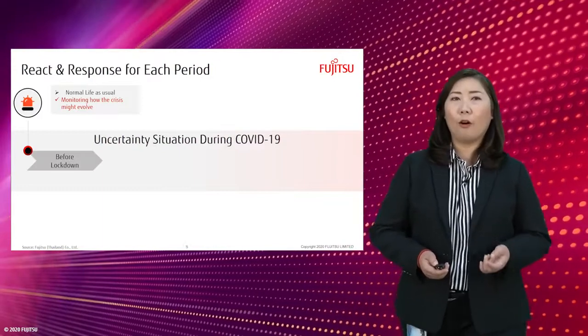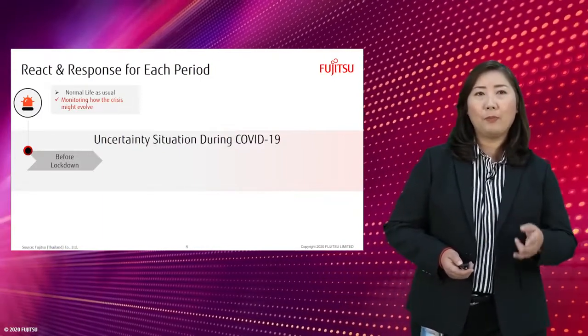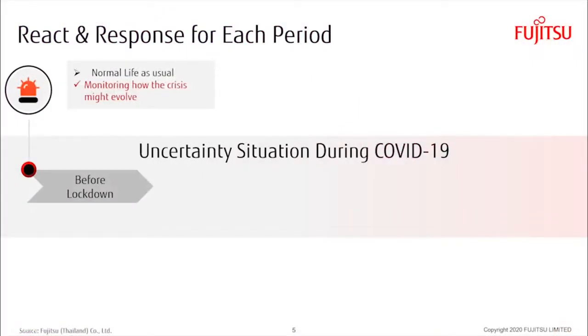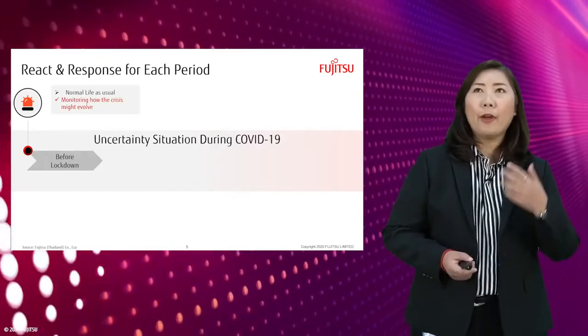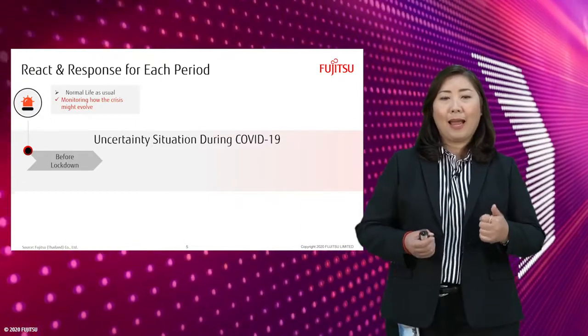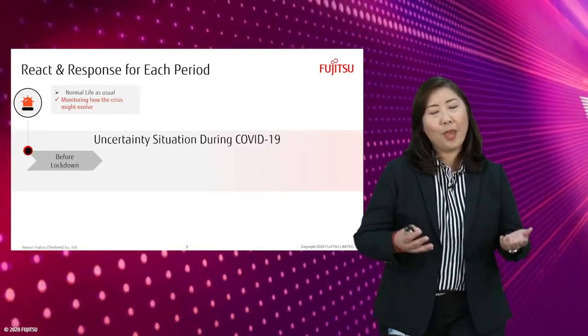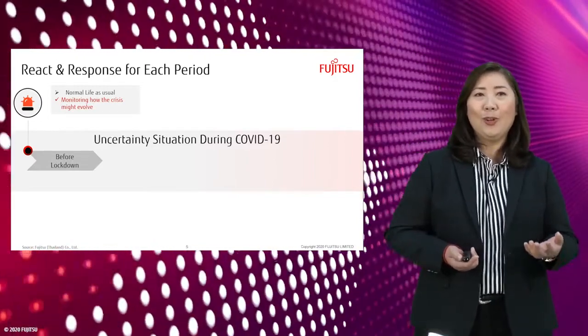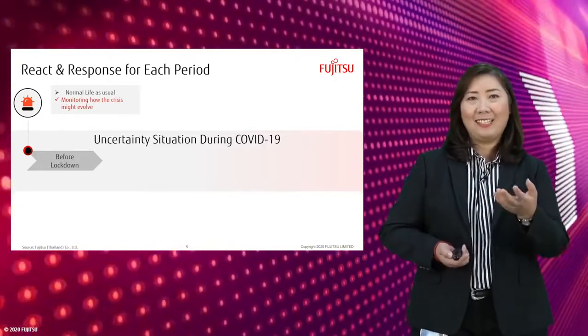At the beginning of the coronavirus, before the lockdown, we didn't change our behavior. We had a normal life as usual, just monitoring how the crisis might evolve. Sometimes I felt a bit panicked and stocked up on some food, tissue paper, and a lot of things. And what did you do? How did you react at that time?